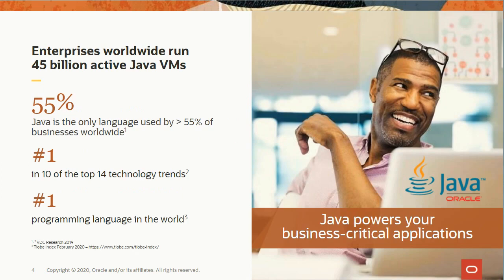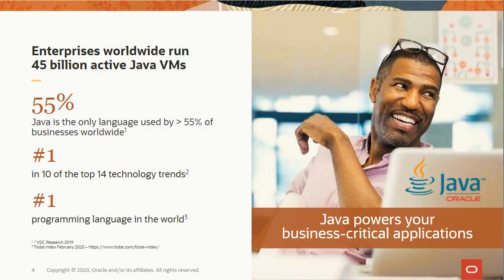Okay, so let's begin our discussion. In fact, let's begin our discussion with Java. Java is pervasive. It is the only language that is used by more than 55% of businesses worldwide. No other programming language is used as pervasively.